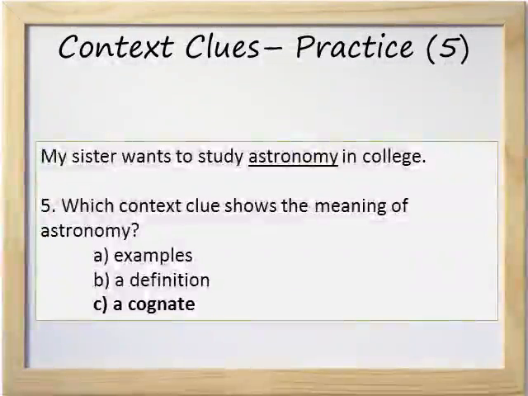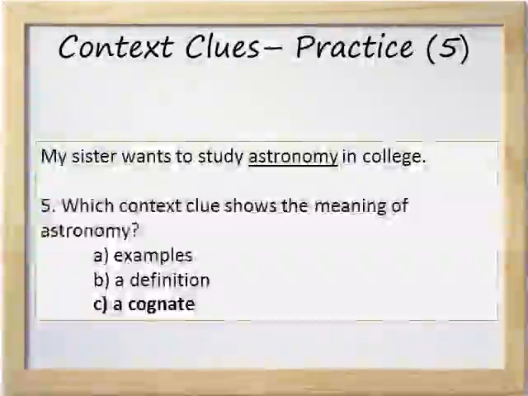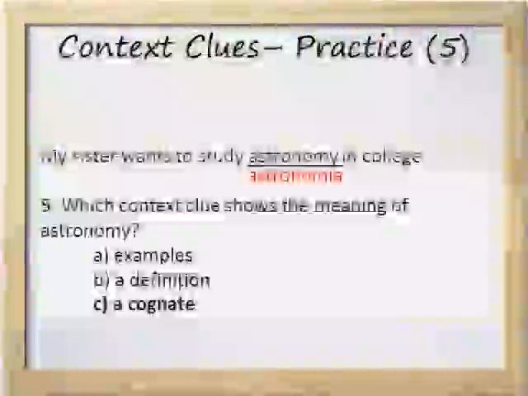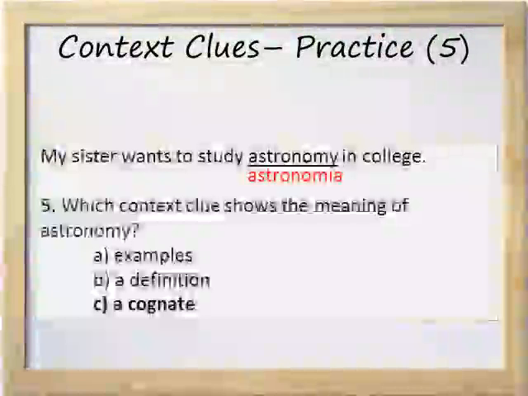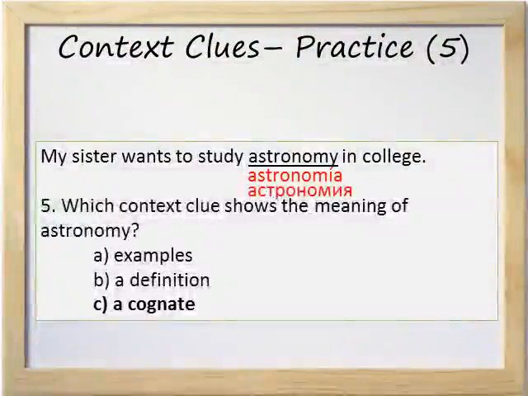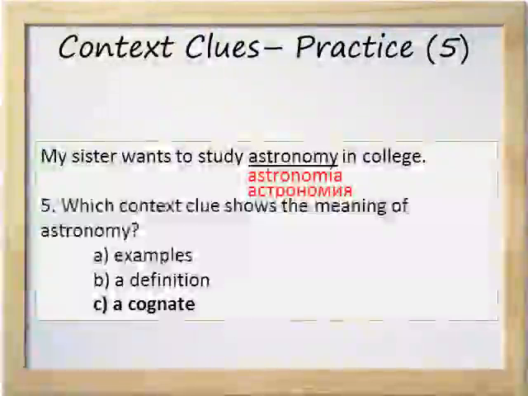Remember that a cognate is a word that sounds similar or the same and means the same thing in two different languages. In Spanish language, astronomia is a cognate of astronomy. Also, in Russian language, astronomia is a cognate of astronomy in English. Other languages also have cognates for astronomy.